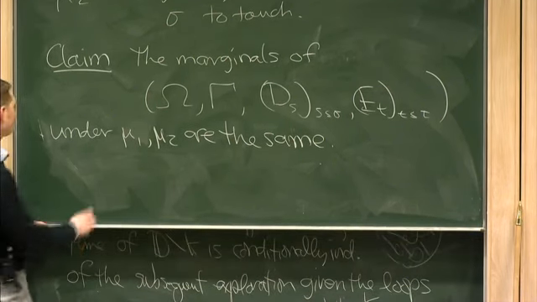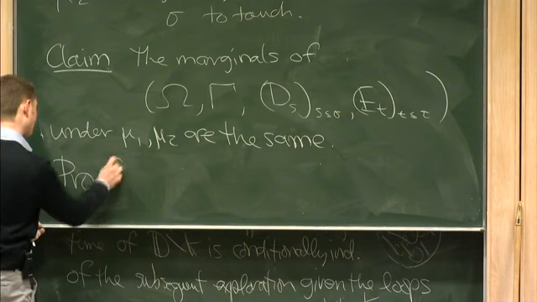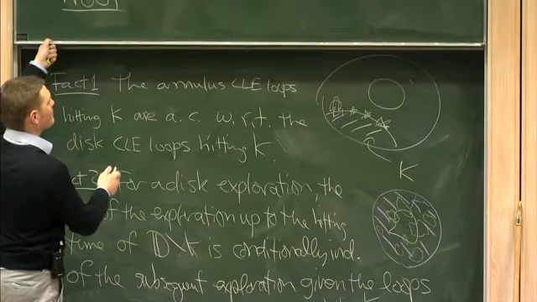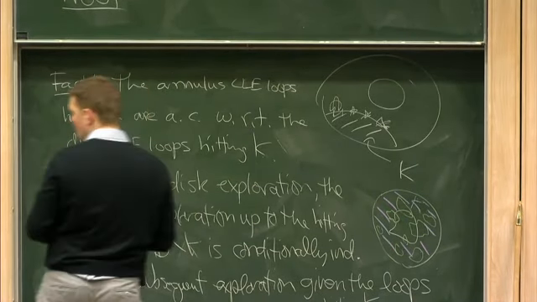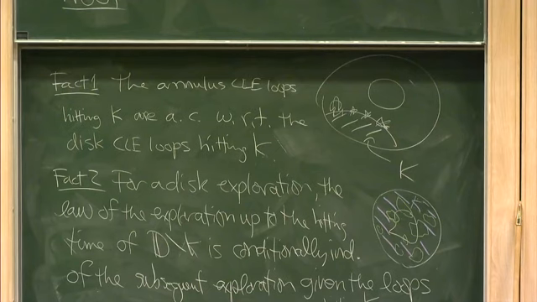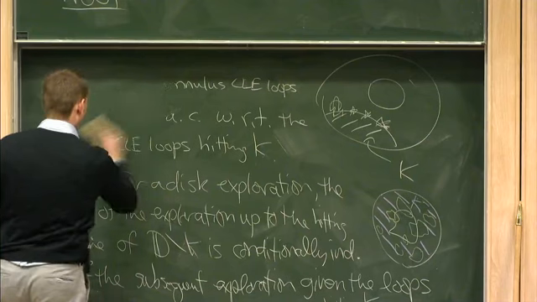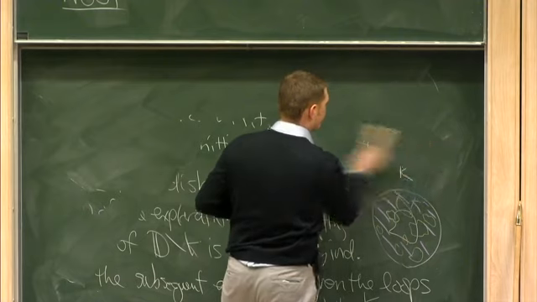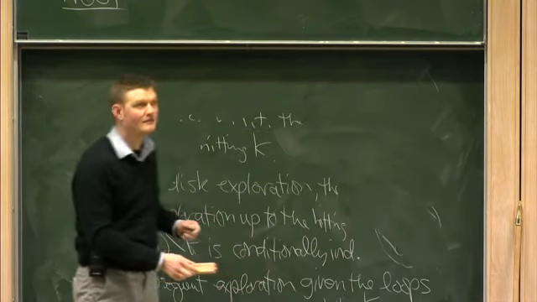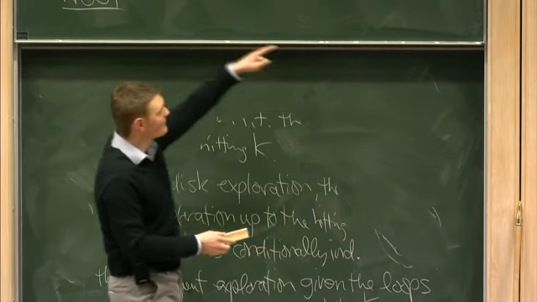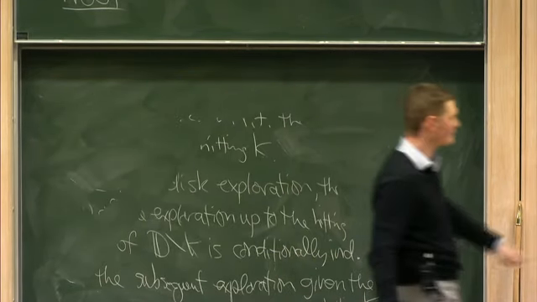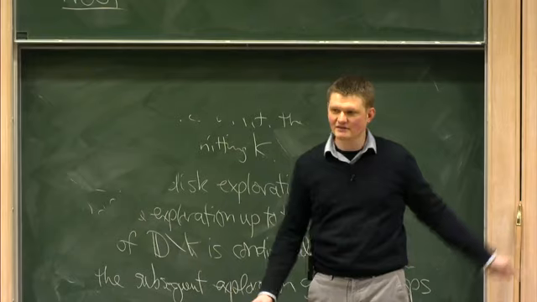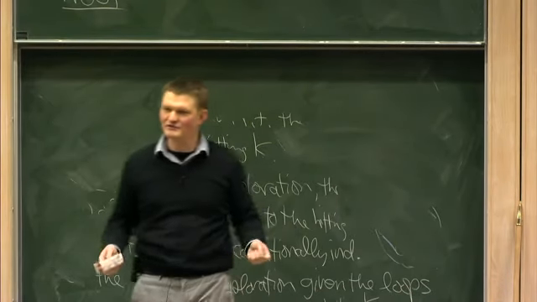Okay, and the proof, I think it's maybe a little surprising. I think this is the part where the magic happens. Excuse me. Yes. What is gamma? So gamma is going to be the CLE loops on the inside, so the green ones. And omega is going to be the whole domain. I mean, I just mean the stuff other than the exploration, really.